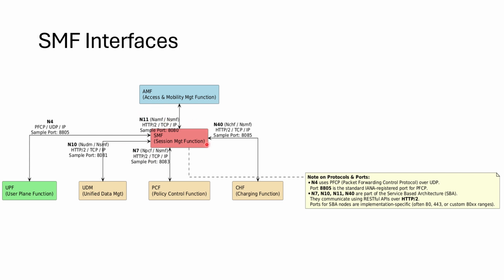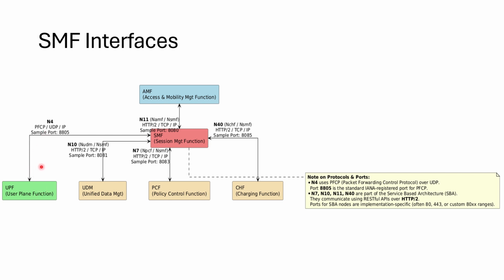Here we have the control plane to user plane interface, that is the N4 interface. N4 is going to connect the SMF to the UPF, that is the User Plane Function. This is how the SMF tells the UPF what to do. When a user requests a data session, the SMF uses the N4 interface to program the routing rules, bandwidth limit, and packet inspection rules into the UPF.